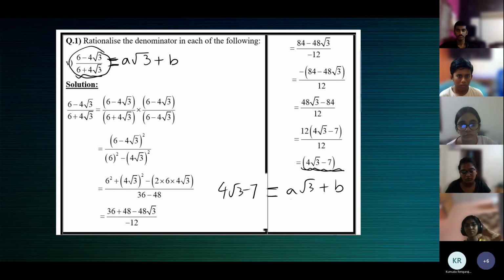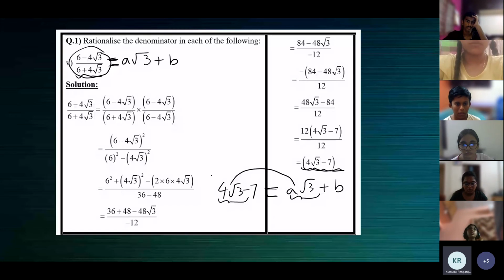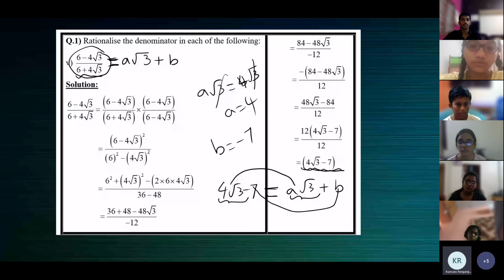On comparing the LHS and RHS, a√3 is equal to 4√3. So √3 gets cancelled, and a is equal to 4. And then b is equal to −7. The rational is equal to the rational, so b is equal to −7.